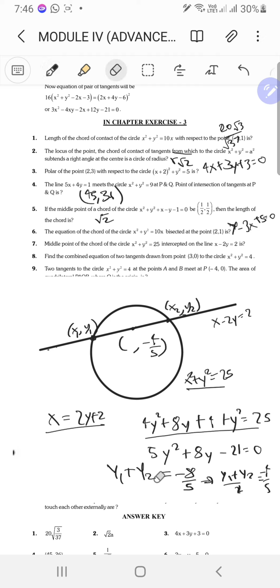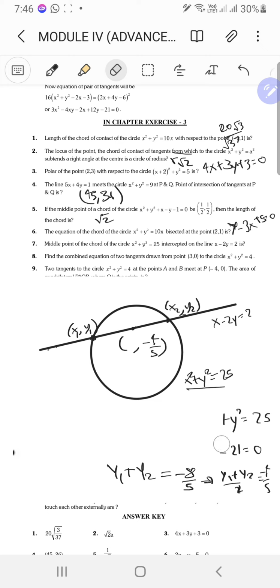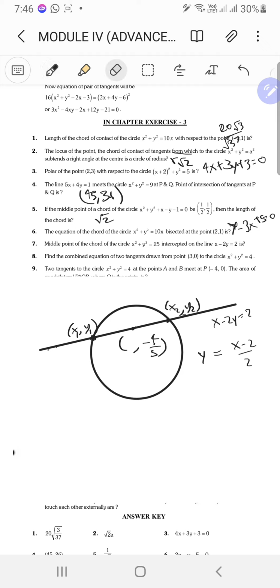Okay, let's try for x1 and x2. So we can write y equal to (x minus 2) upon 2. Okay, where was the equation of the circle? x squared plus y squared equal to 25. So x squared plus (x minus 2) squared upon 4 equal to 25.